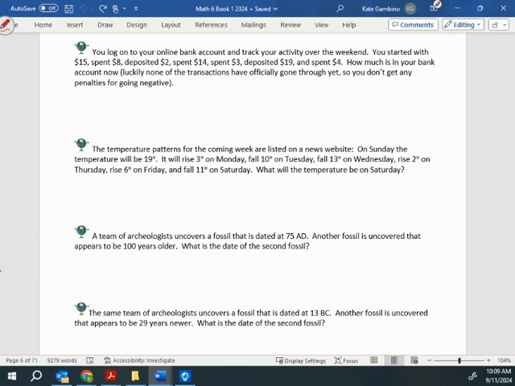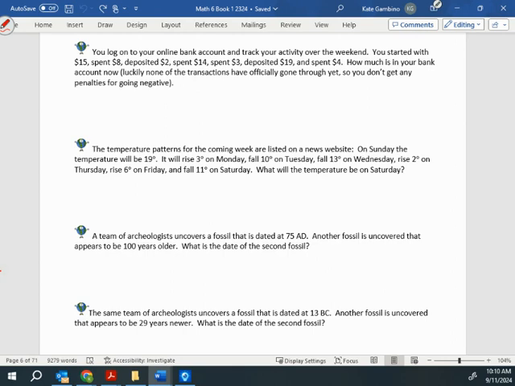Luckily, none of the transactions have officially gone through yet, so you don't get any penalties if you go in the negative, because it's over the weekend. So if we go negative, we're okay, and hopefully we're ending in the positives. There are a lot of steps to this word problem.